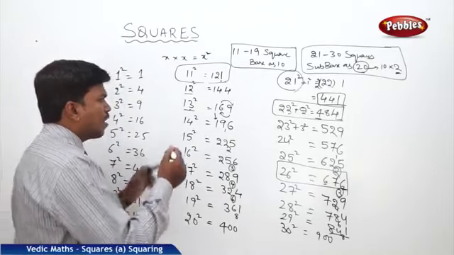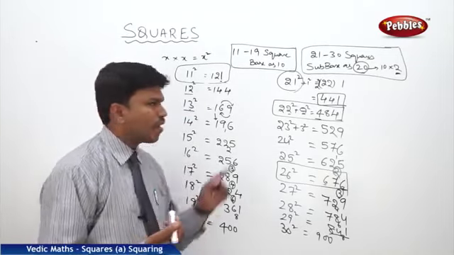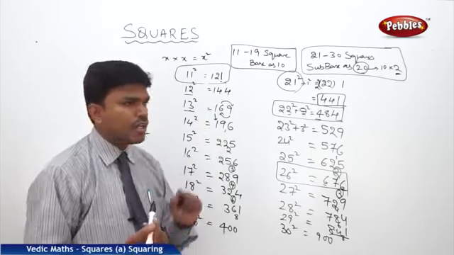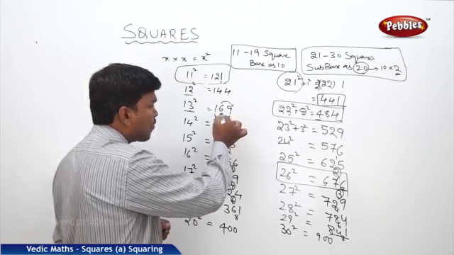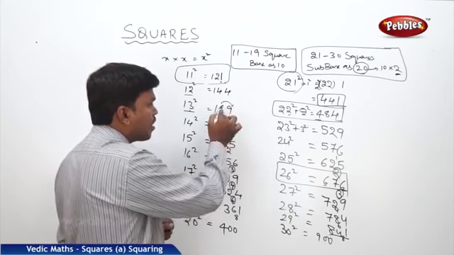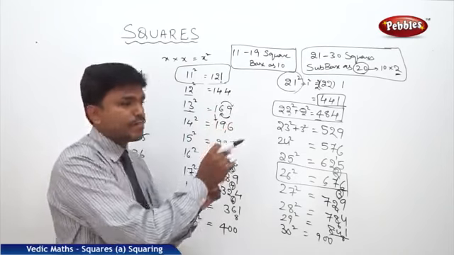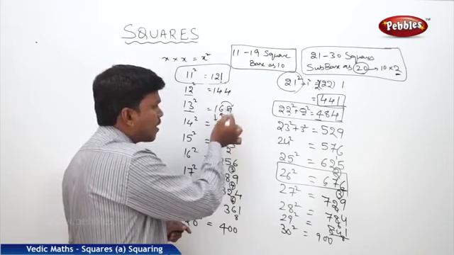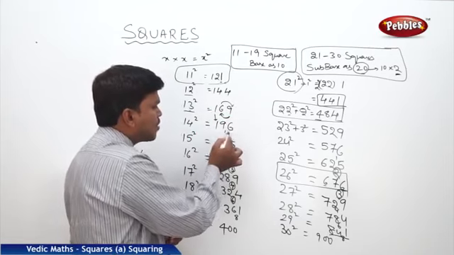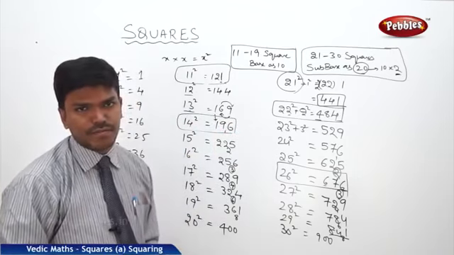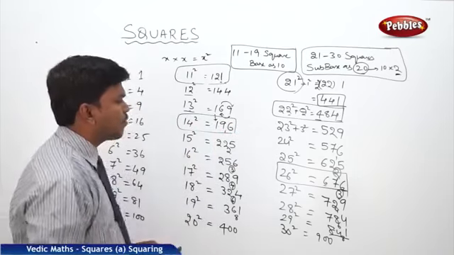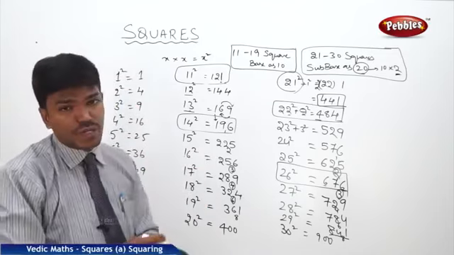Now suppose you know 13 square. 13 square is 169. You simply drop the hundreds place digit and interchange the digits of the tens place and ones place. So 9 in the 6th place and 6 in the 9th place. So you will get 14 square, that is 196. Like this you can remember the 14 square.